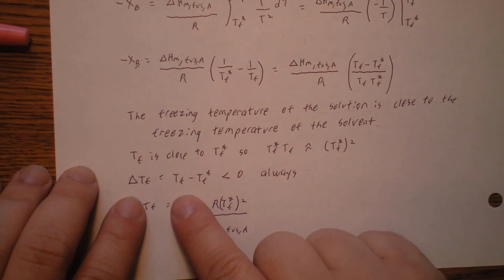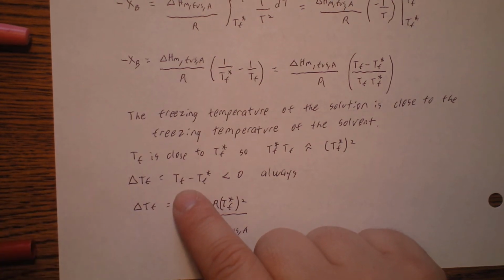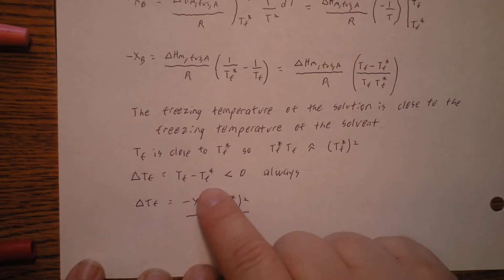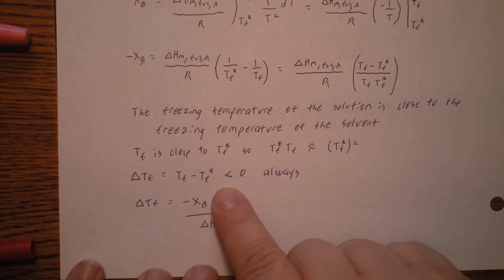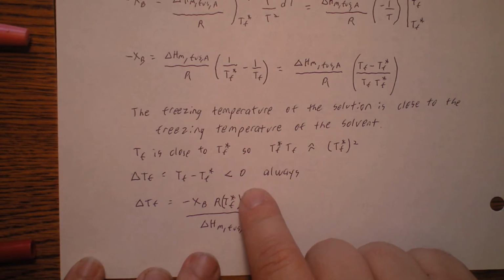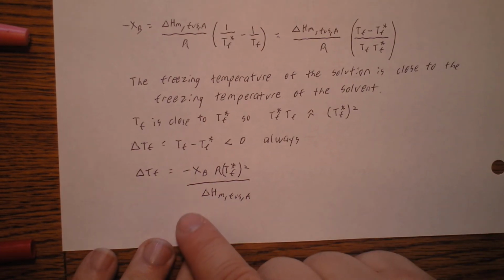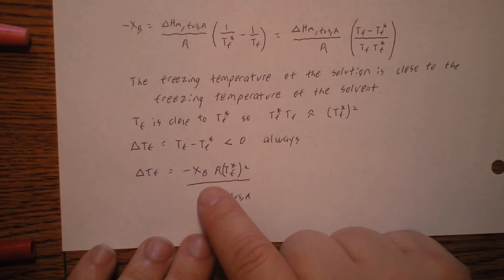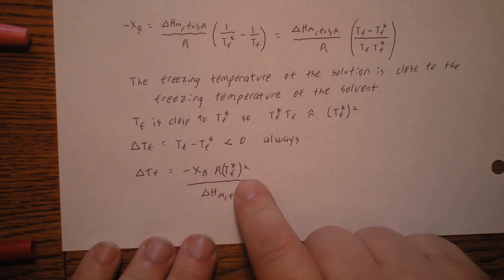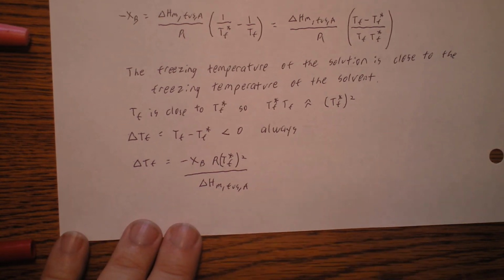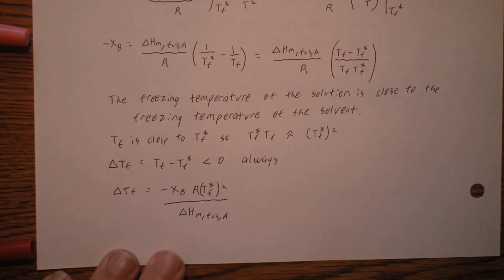The change in the temperature of fusion, delta TF, is going to be TF minus the temperature of fusion of the pure substance. And that's going to be less than 0 because we're talking about freezing point depression. So the change in temperature of fusion is going to be equal to minus the mole fraction of substance B, our solute, times R, times the temperature of freezing of the pure substance squared, divided by the molar enthalpy of fusion of substance A.